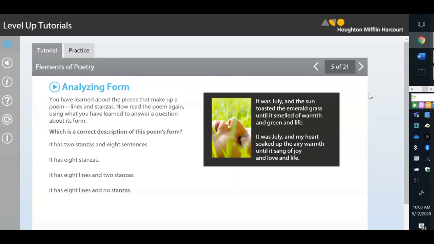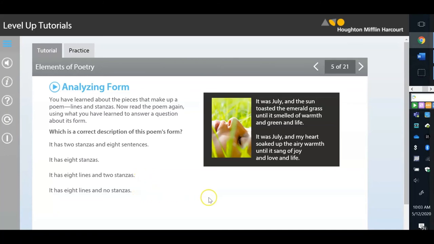It was July, and the sun toasted the emerald grass until it smelled of warmth and green and life. It was July, and my heart soaked up the airy warmth until it sang of joy and love and life. Which is a correct description of this poem's form? It has two stanzas and eight sentences. It has eight stanzas, it has eight lines and two stanzas, or it has eight lines and no stanzas.